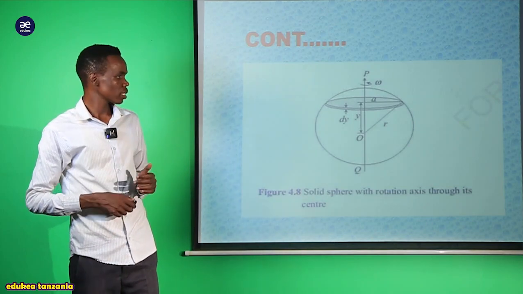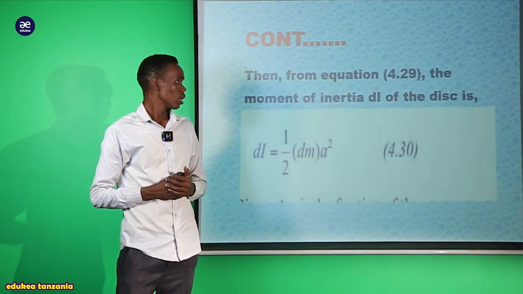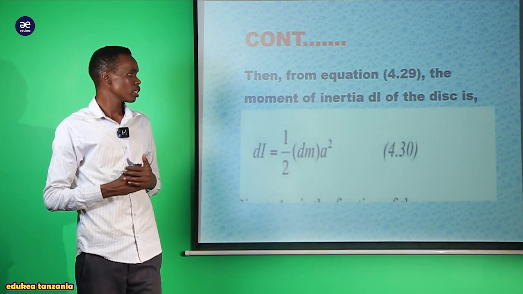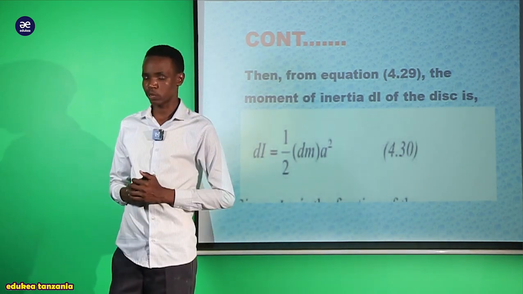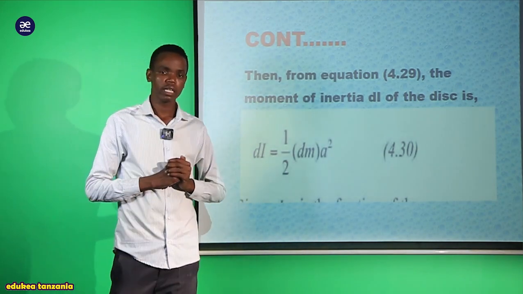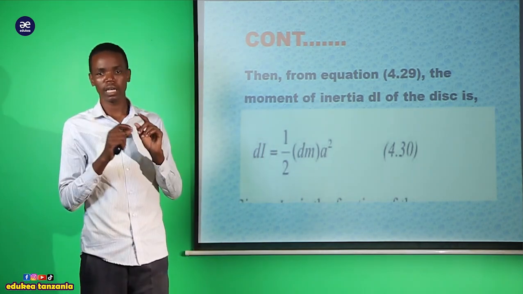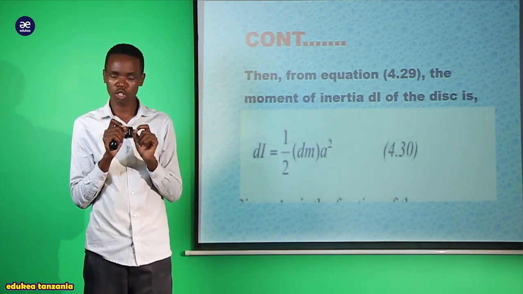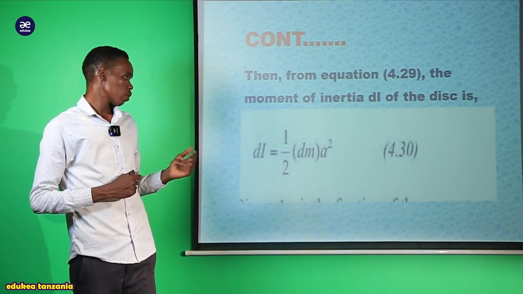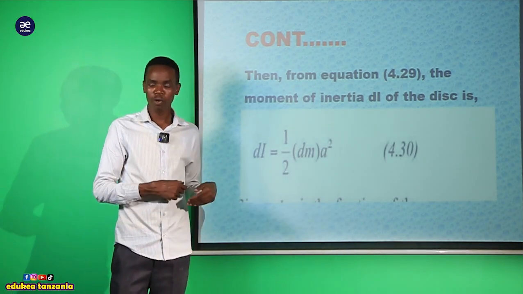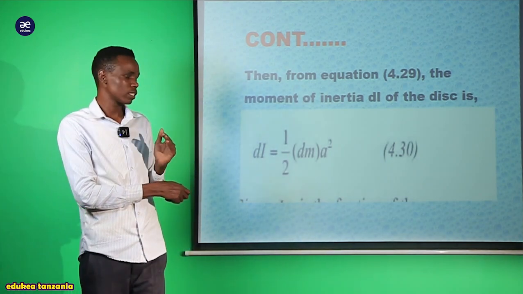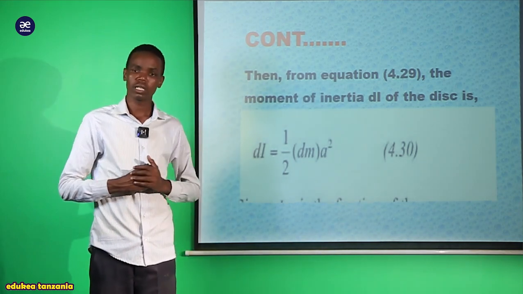So after this, my dear student, what should we do here? From our equation number 4.29, the moment of inertia dI of the disk is given by this. Let us recall how we can get the moment of inertia. It should be represented by dI, because for a small change of the solid sphere, we consider only a small change. So dI, which represents the small change of the moment of inertia, must equal half times dm times a squared.